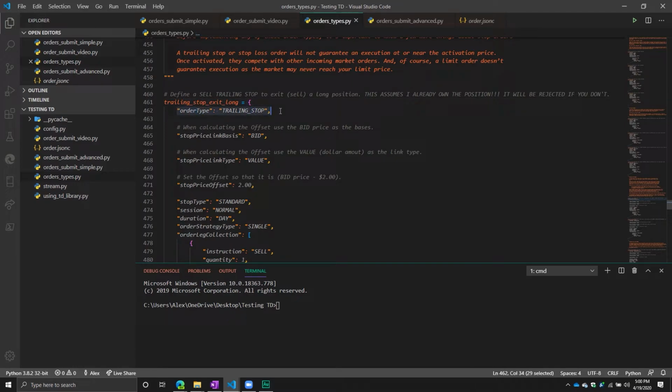First thing is you want to make sure you define a trailing stop order. Additionally, we need to define a basis off of which to determine our offset. Are we going to use the last price? So is it going to be X below the last price, the bid price, the ask price? There's an average of the bid and the ask. There's a whole bunch of stuff.